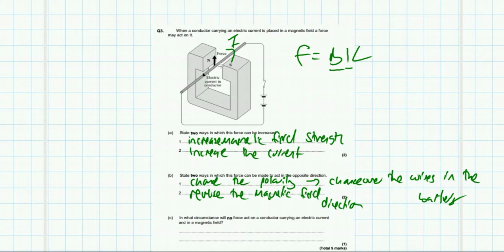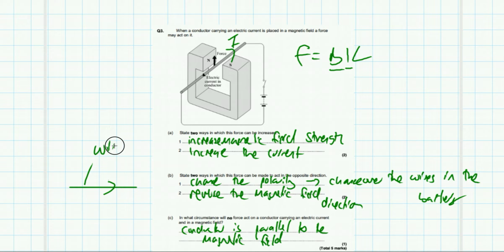In what circumstance will no force act on a conductor carrying an electric current? This only occurs when the conductor is parallel to the magnetic field. The reason why is that it doesn't cut any field lines. So if this is your conductor, this is the wire, and you have the magnetic field, no, that's not parallel, is it? That's not very good.